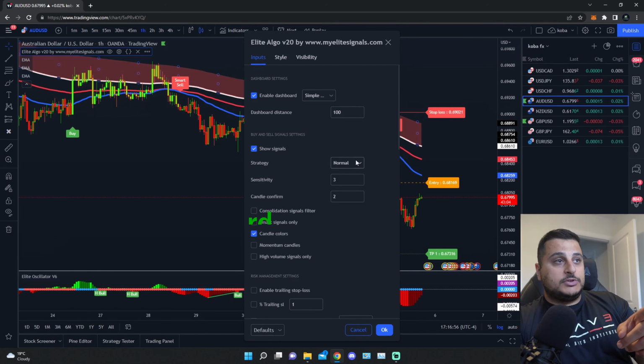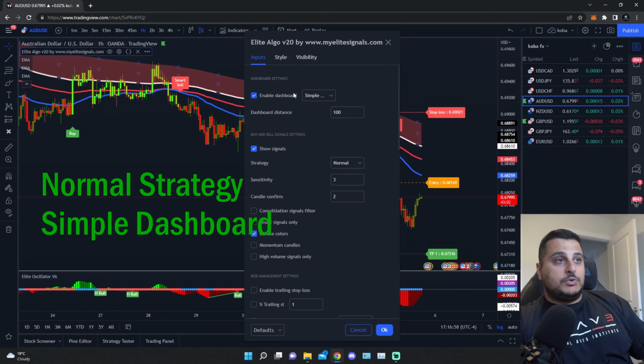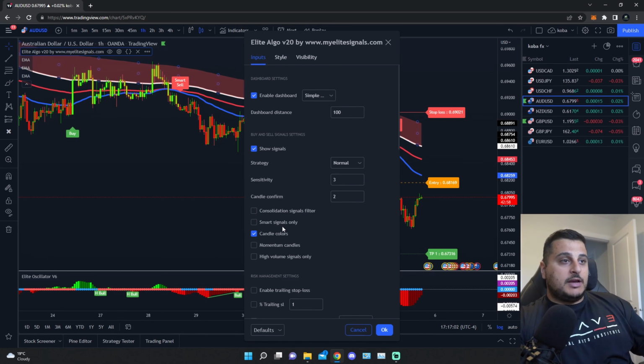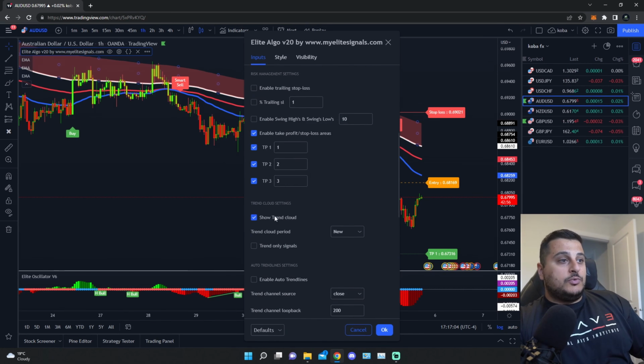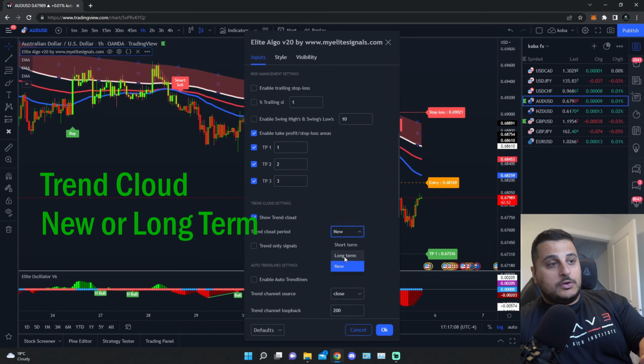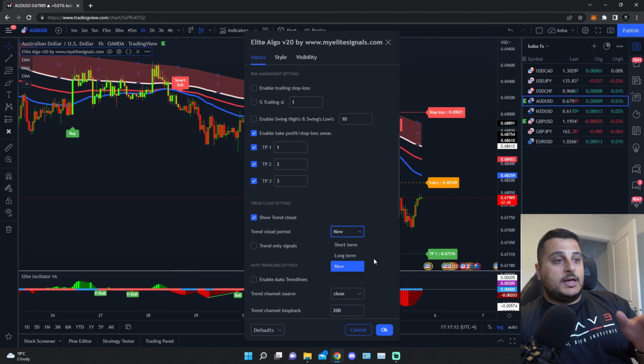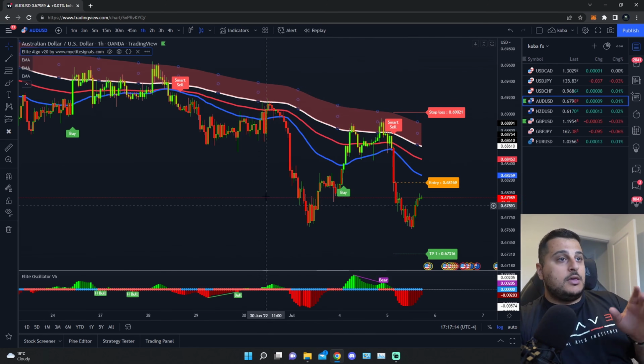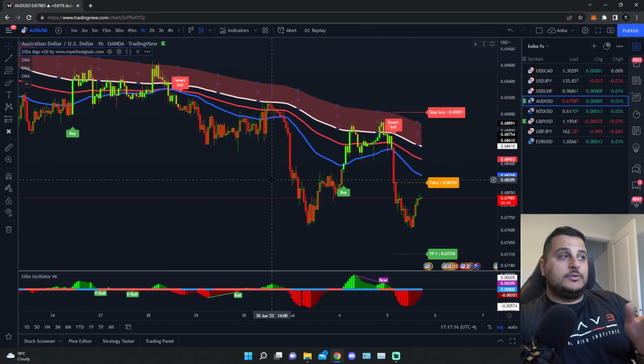Next, guys, you want to make sure that you're still on the normal strategy. You want to have the dashboard enabled for simple. You want to go down, this doesn't really matter, I just have it on for fun. You want to go down to where it says show trend cloud, and you want to make sure that you're under the new one or the long-term one. Very, very simple. Once you have all that done, just press OK, and your EliteAlgo settings are good to go.